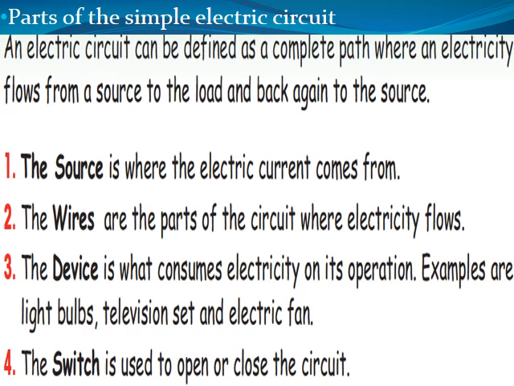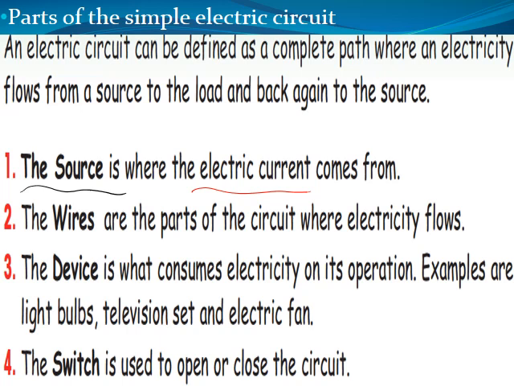As we know, an electric circuit can be defined as a complete path where electricity flows from a source to the load and back to the source. We have four main parts of a simple electric circuit. Number one, it is the source. The source is where the electricity, or the electric current, comes from. Mainly, it's the dry cell or the battery.